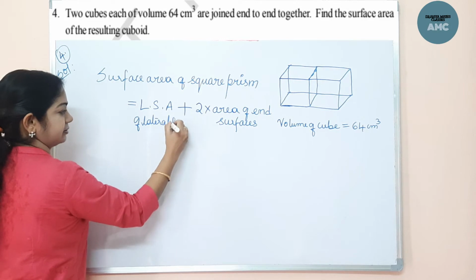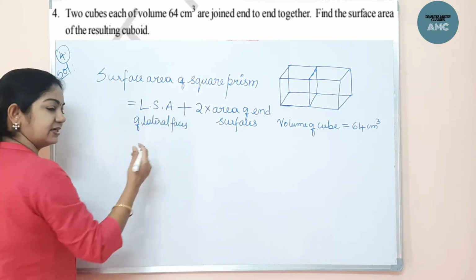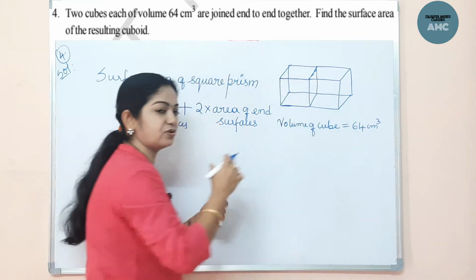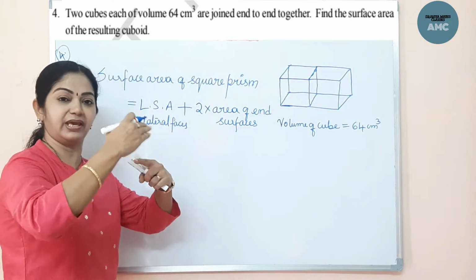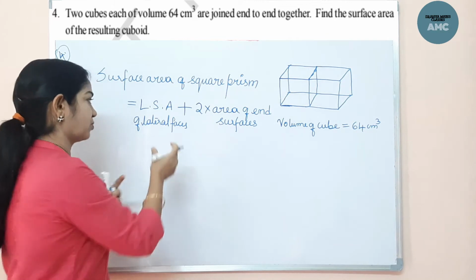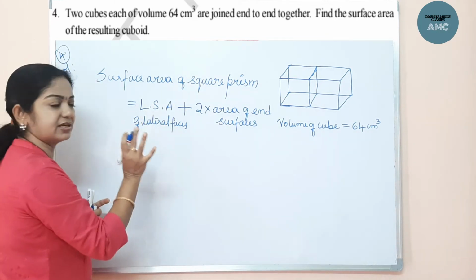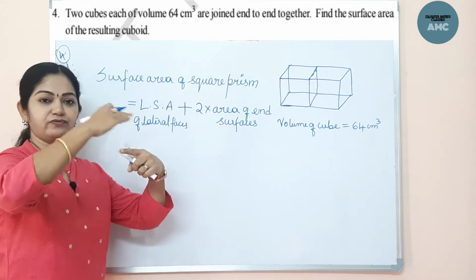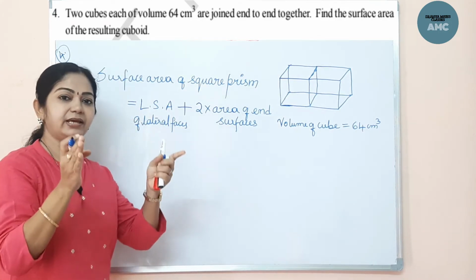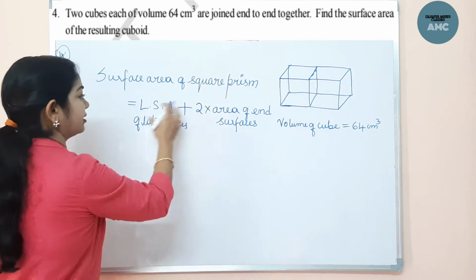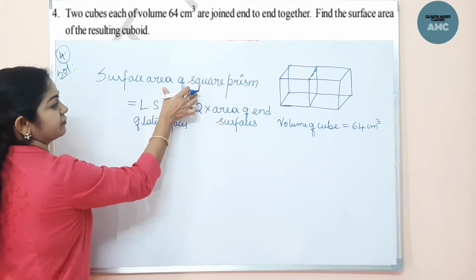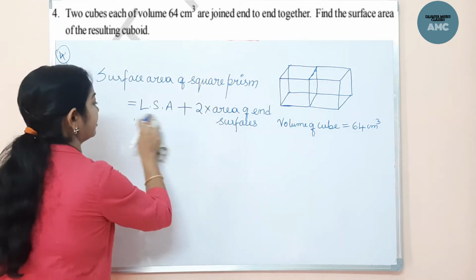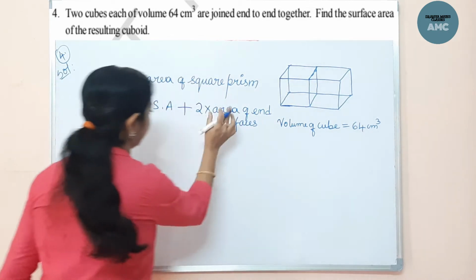Lateral faces. We know LSA is the lateral surface area, but here it is a combination. So I am telling the LSA, the area of the lateral faces, plus 2 times the area of the two end surfaces. That combination gives us the surface area of the square pyramid. So here there is no need to mention the lateral faces; LSA is simply enough. Okay.